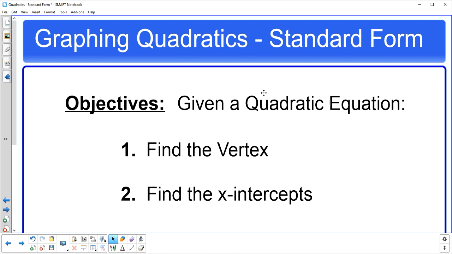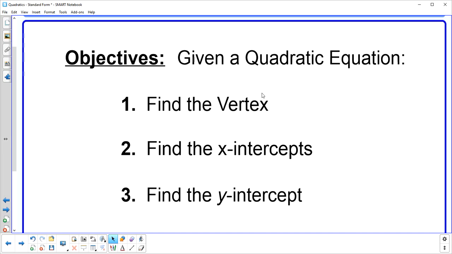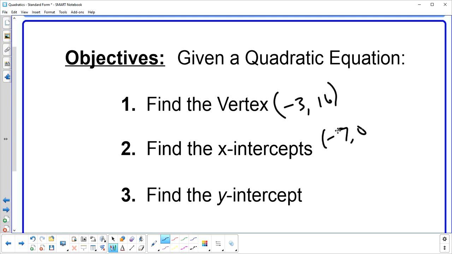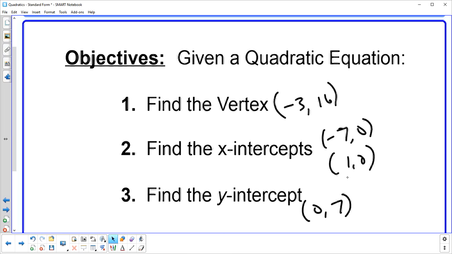Okay, and we would do the same thing that we've done for other ones when graphing. We found our vertex, in this case it was, I believe, negative 3, 16. We found our x-intercepts, negative 7, 0 and 1, 0. And then our y-intercept, which was 0, 7. Put all those on your graph, find your point of symmetry like we talked about in class the other day, and then we can graph them, and we are done then.